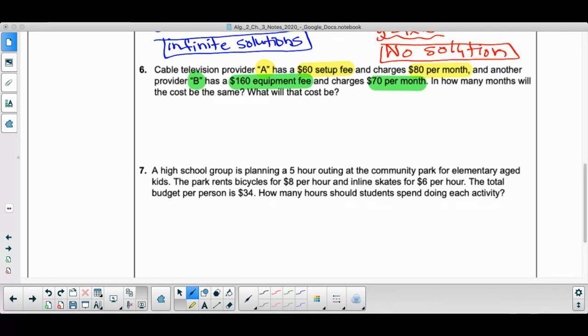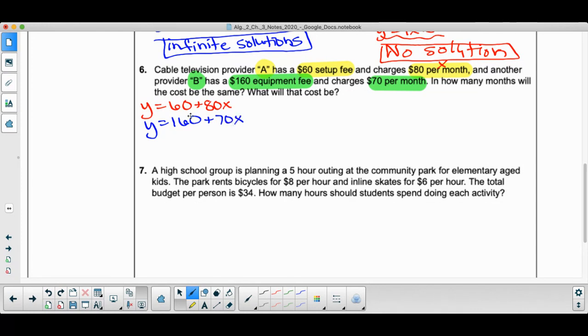All right, so let's look at what we have going on here. So cable provider A has a $60 setup fee plus $80 per month. So the x represents month and y represents total cost, okay? Total that you've spent. All right, and then cable provider B has a $160 equipment setup fee plus $70 per month. So it's more to join, but it's a little less per month, which is kind of nice.